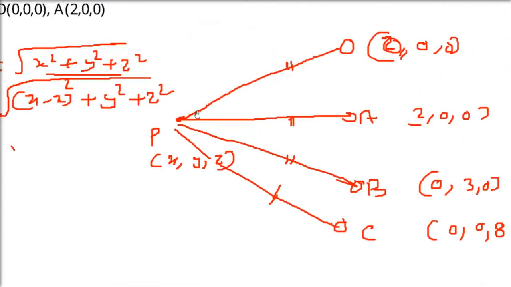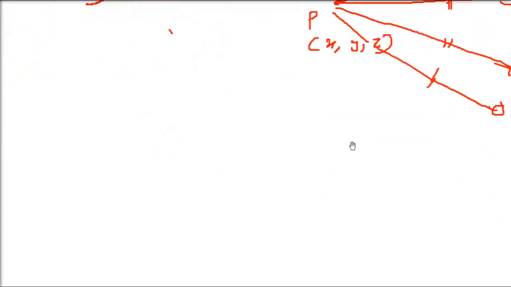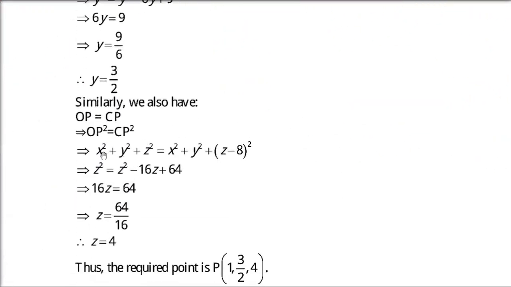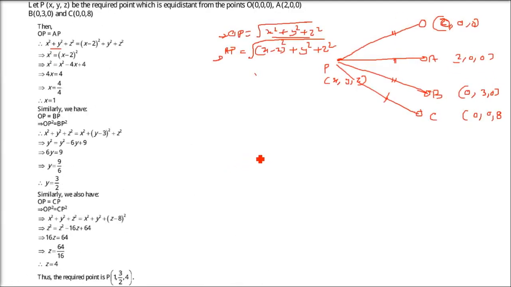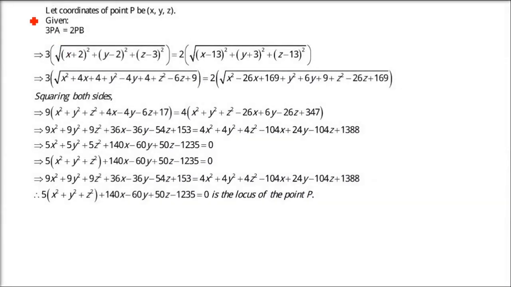Y will come. Third one, X square, Y square plus Z square will be equal to X minus 0 whole square, Y minus 0 square, Z minus 8 whole square. So X square, Y square gets cancelled. Z will come here. Z will be 4. So X is 1, Y is 3 by 2, and Z will come as 4. So this is how. Otherwise it will be very difficult, distance formula, equating and squaring. But because we have 0 means X coordinate, Y coordinate and Z coordinate, that's why we got the answer.